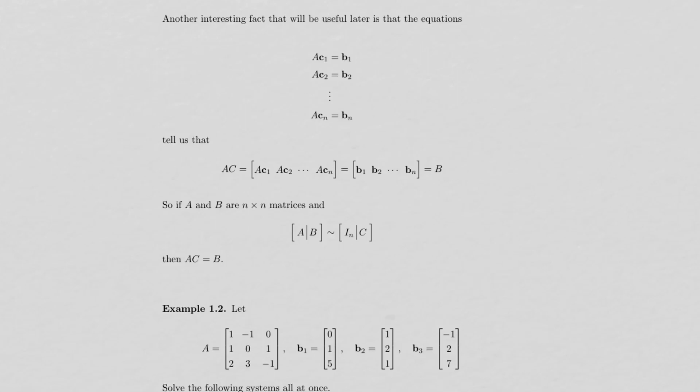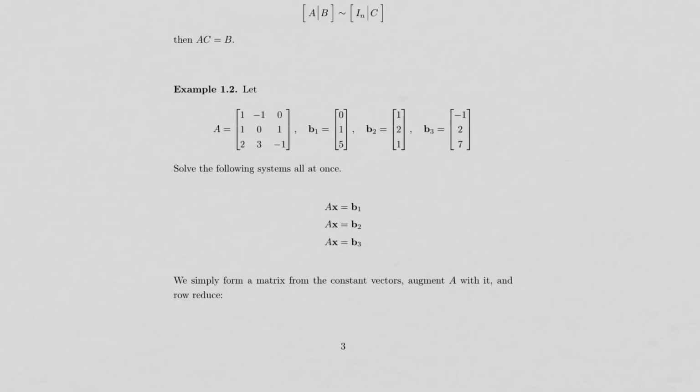This example also gives us this nice result here that A times C equals B, if I define C to be the matrix whose columns are the vectors C1, C2 to Cn, and B is the matrix whose columns are B1 to Bn. This we'll use to prove a theorem later. This example relies on the fact that the matrix A is a non-singular matrix.